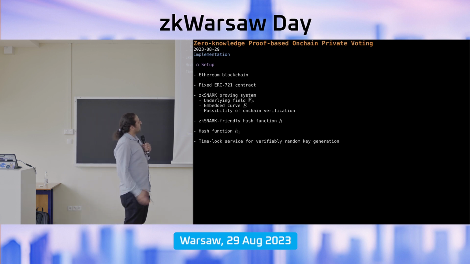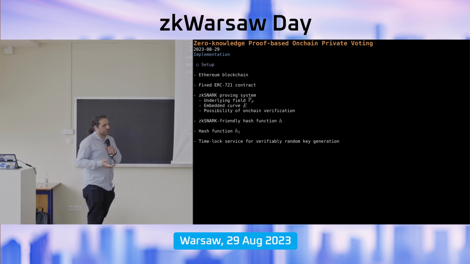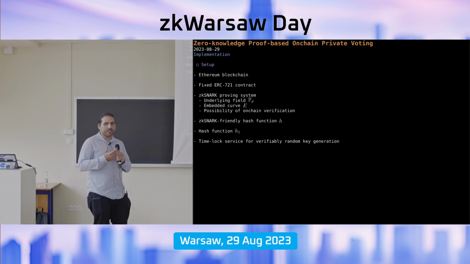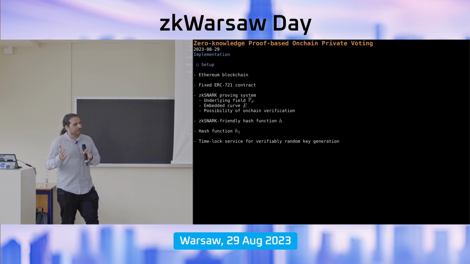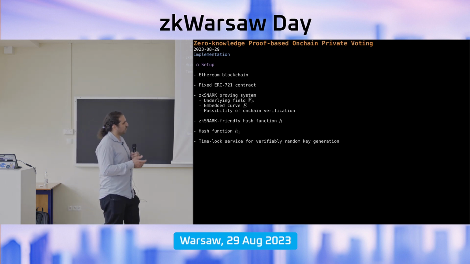And then we assume we have some time lock service for verifiably random key generation. We essentially want a public key at the start of a voting period, and then a private key at the end, and some notion of trust so that the private key can never be revealed beforehand.